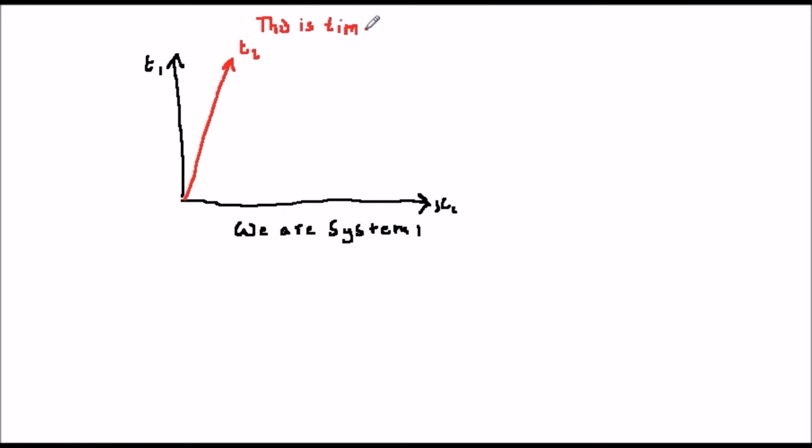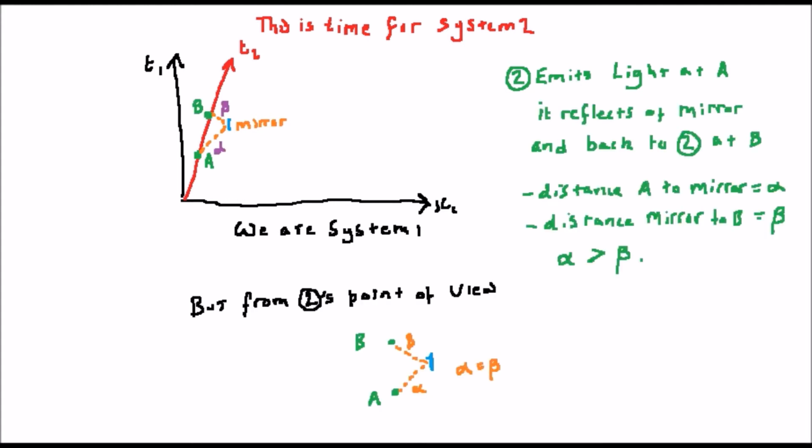To show you how these space-time diagrams can be useful, let's consider what happens if observer 2 emits a beam of light which reflects off a mirror back to the observer. From the point of view of us, observer 1, what happens is shown below. Observer 2 emits the light at point A, and from our perspective, 2 is travelling towards the mirror, and so the length alpha is longer than the length beta.